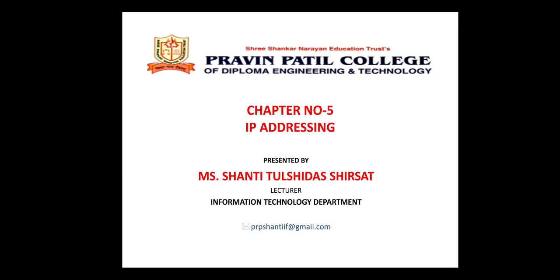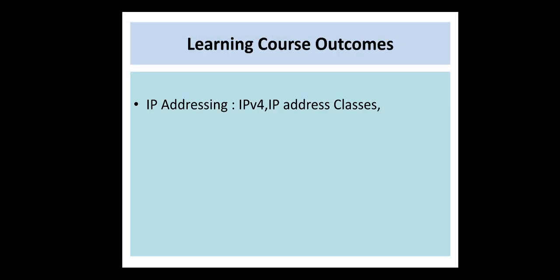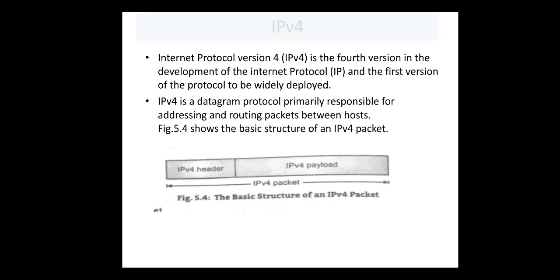In this session, we learn about the next concept, that is IP addressing, that is IPv4 and IP address classes. Learning outcomes. IPv4 is Internet Protocol version 4, the first version of the Internet Protocol to be widely developed. It is a datagram protocol primarily responsible for addressing and routing the packet from one host to another host.